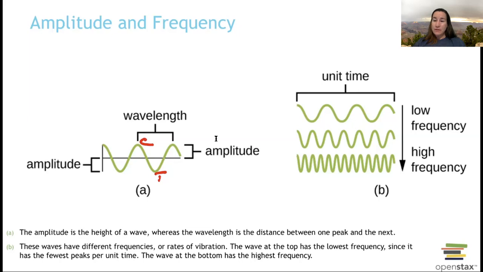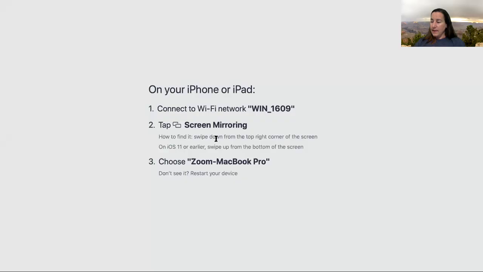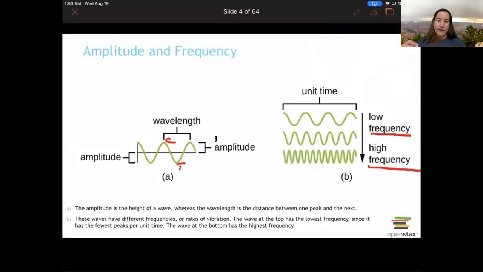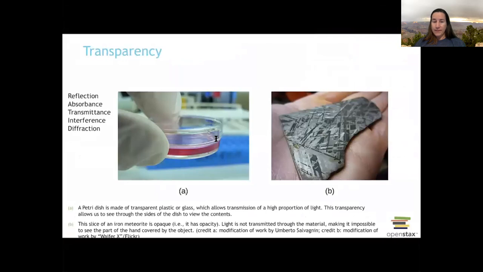So we definitely need to know wavelength and energy. There we go. Wavelength and amplitude in regards to these terms on visible light. So more terms that we need to know.